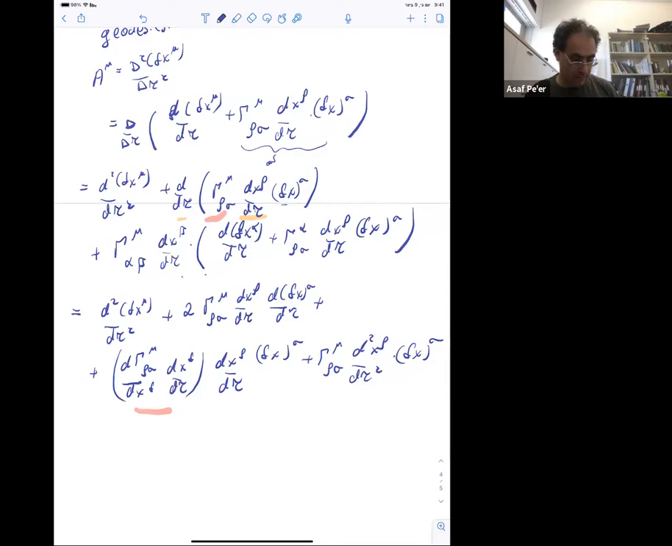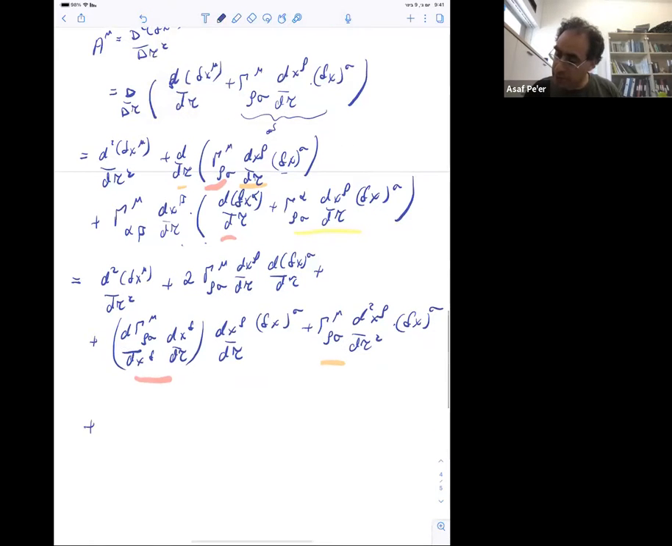And then I'm just left with the last term. The first one I already used, so just the last one is left. The last one would be plus Γ^μ_αβ Γ^α_ρσ dx^β/dτ dx^ρ/dτ times δx^σ.